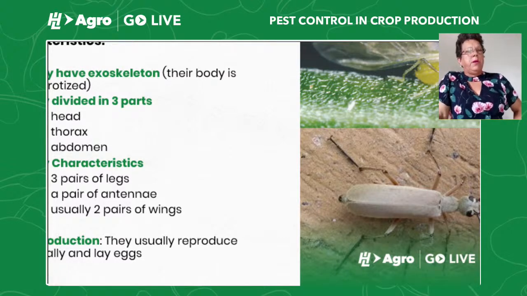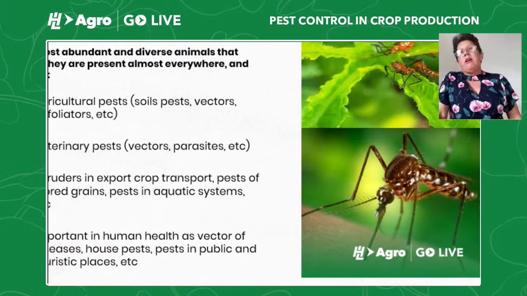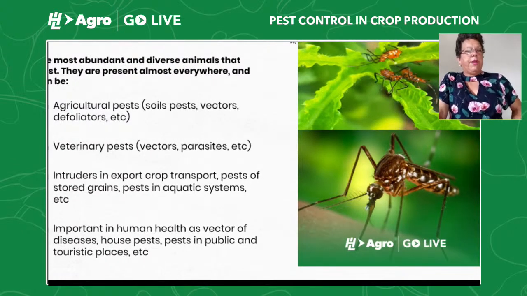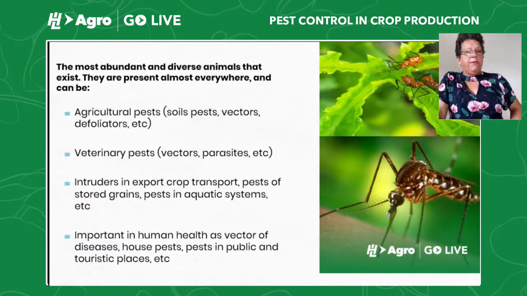Insects are the most abundant and diverse animals that exist. They are present almost everywhere, and they can be agriculture pests. We can have soil pests, vectors, defoliators, borers. They can be veterinary pests as vectors, parasites. They can be intruders in export crop transport, pests of stored grains, pests in aquatic systems. They can also be important in human health as vectors of diseases, house pests, pests in public and touristic places. So they're very important in our lives.